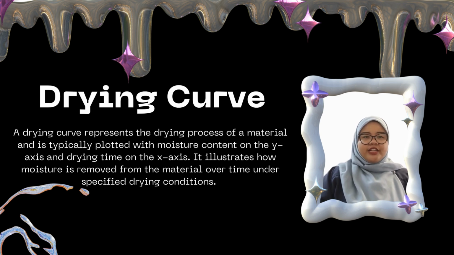Today I would like to talk about the drying curve. What is a drying curve? A drying curve represents the drying process of a material and is typically plotted with moisture content on the y-axis and drying time on the x-axis. It illustrates how moisture is removed from the material over time under specific drying conditions.